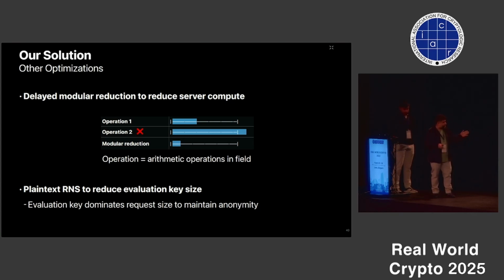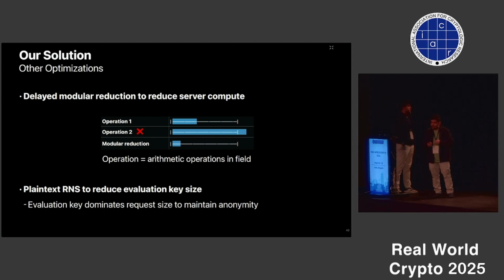And the second optimization is we propose a plaintext RNS to reduce the size of the evaluation key. Note that every BFV ciphertext computation requires the client's evaluation key to be present at the server. In normal HE computation, this is fine because the server can just store it and reuse it for all the computation. However, in DP, we require anonymity, which means that the client has to create a fresh evaluation key and send it freshly with every real or fake query.